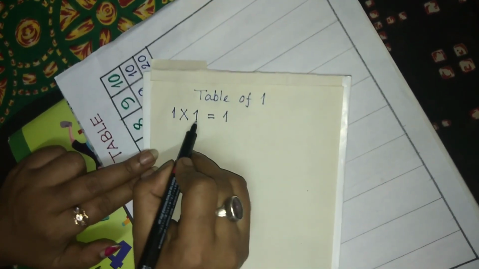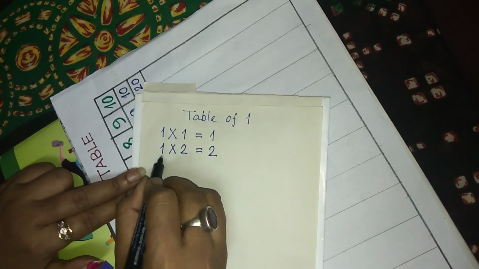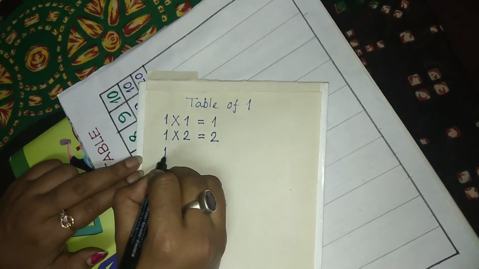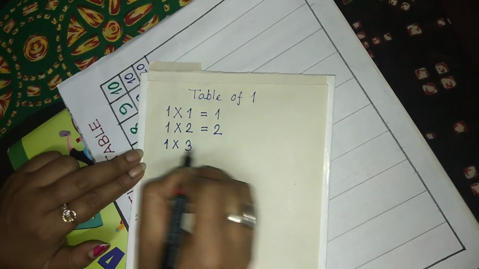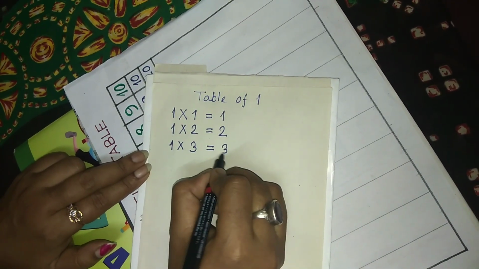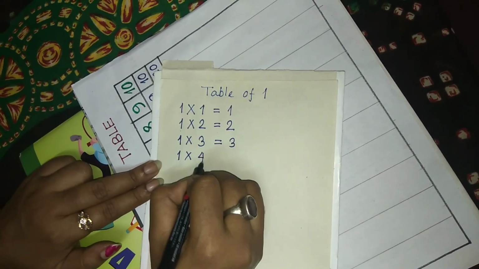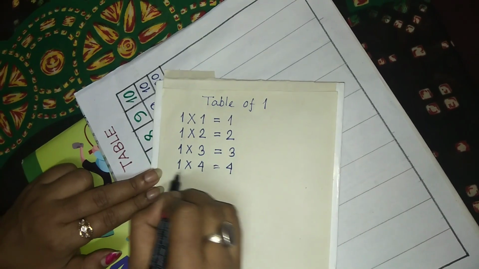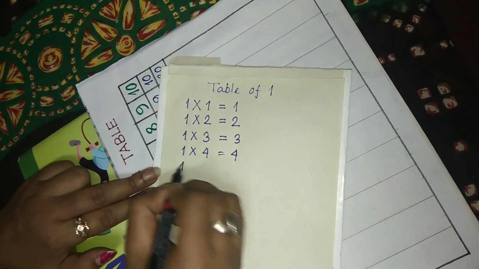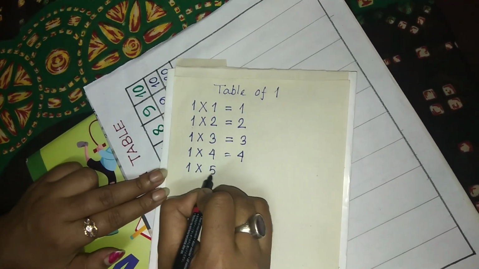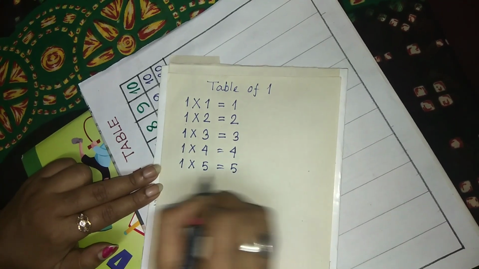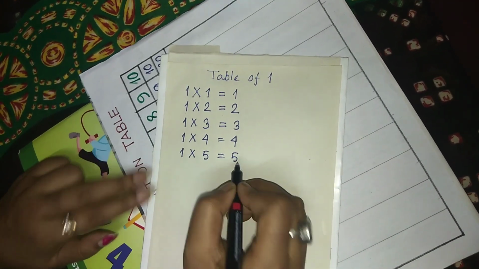So 1 ones are 1. 1 multiplied by 2 is equal to 2. So 1 twos are 2. 1 multiplied by 3 is equal to 3. 1 threes are 3. 1 multiplied by 4 is equal to 4. 1 fours are 4. 1 multiplied by 5 is equal to 5. So 1 fives are 5.